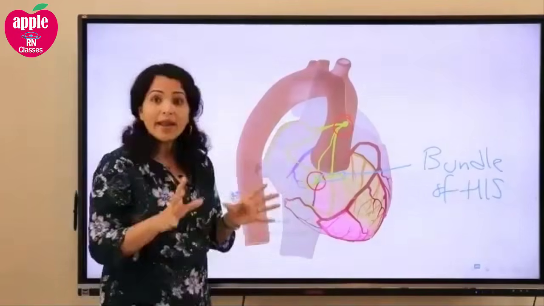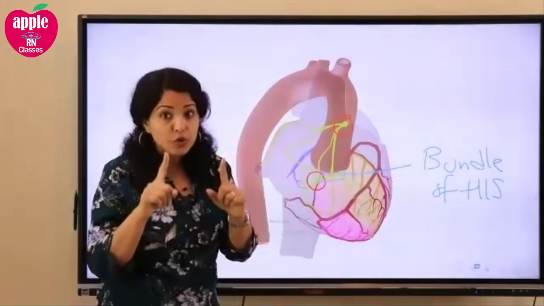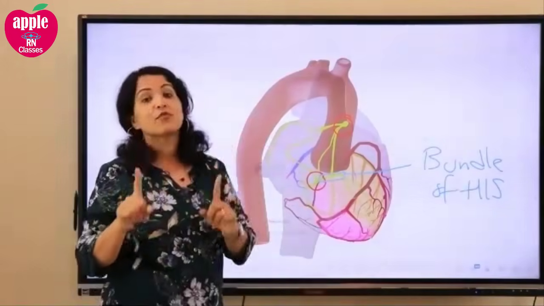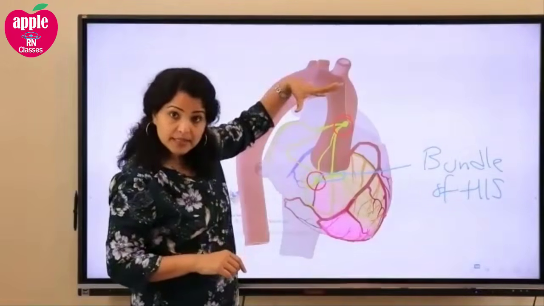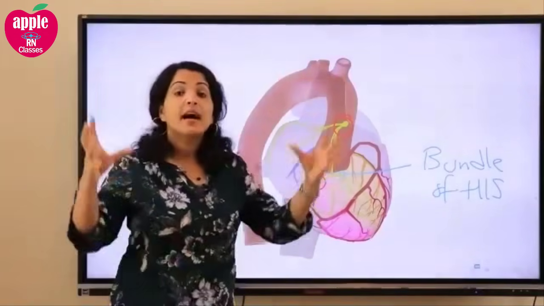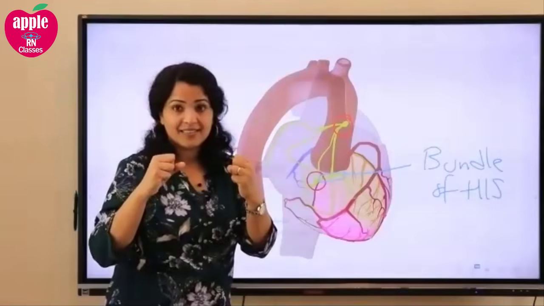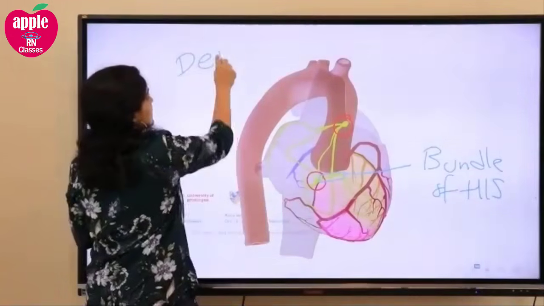Whenever you see a P wave, you know that the SA node is working properly. When the SA node gives that impulse and it reaches the AV node, between that time the atria are contracting. That is called depolarization. When they are contracting, we say it's depolarization.